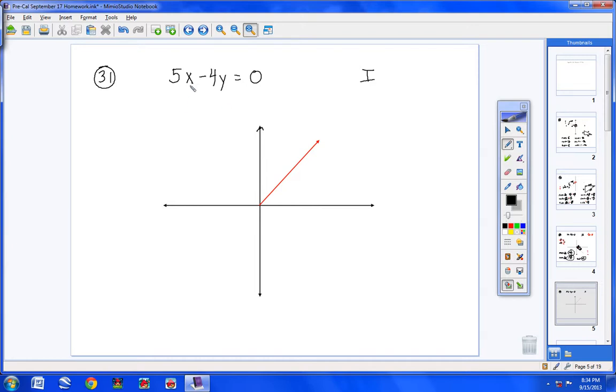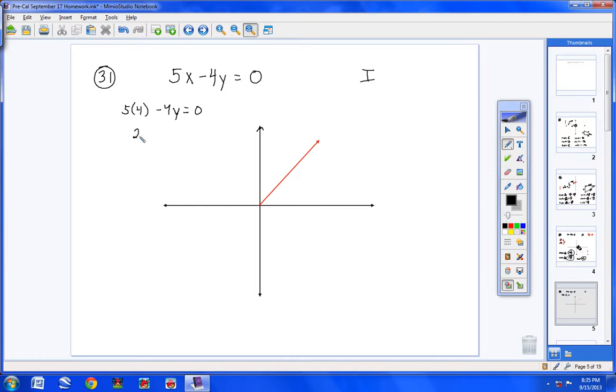Again, I can put any number in for x that I want to, but students, let's use common sense here. I want to put a number in that when I multiply the 5 times that number, I get a number divisible by 4. I think I'm going to put 4 in for x like this. Watch what happens. 5 times 4 minus 4y equals 0.